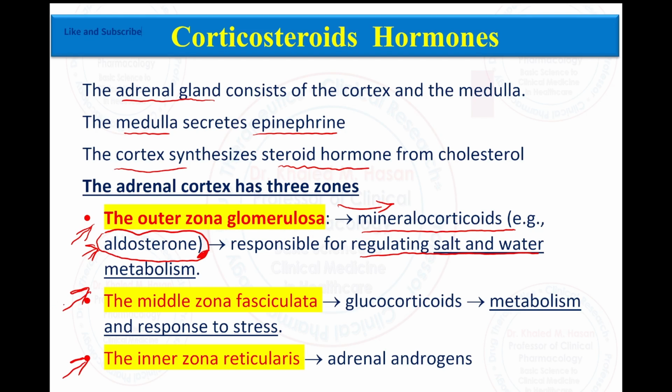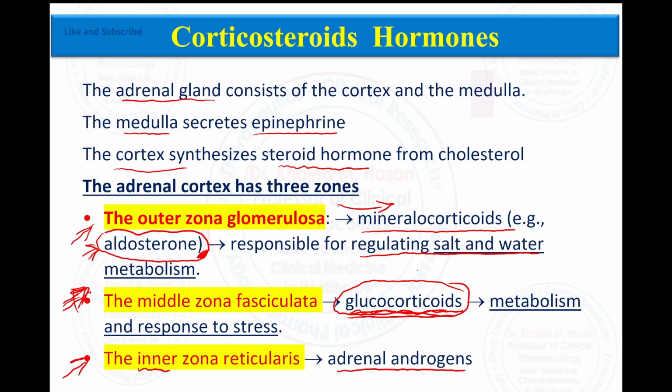Moving to the middle zone, we call it the zona fasciculata of the adrenal cortex. This part of the gland is responsible for secretion of glucocorticoids, which are produced during stress and emotion, the fight or flight response. The cortisone will be produced from the middle zone. The inner zone is responsible for adrenal androgens and some estrogen.